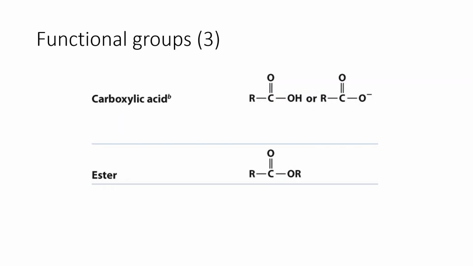Building off of that, we have the carboxylic acid. The carboxylic acid still has that carbonyl group, and additionally to that, it has an alcohol attached, and that can either be neutral or it can have a negative charge, as we see here, and that's called a carboxylate. And similar to a carboxylic acid, we have an ester, where instead of this hydrogen, we now have another R group, where the molecule can continue on.